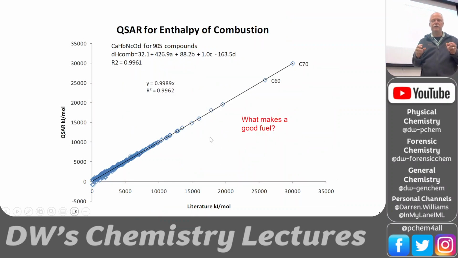Let's look at our chemistry skills and see if we can come up with these conversion factors. Okay, so we know what makes a good fuel. Up here, look at our QSAR, QSPR that we did in the lab. So carbon is the A coefficient, right? And hydrogen is the B. And so for every carbon atom, we get 427 kilojoules per mole. And for every hydrogen, we only get 88.2.